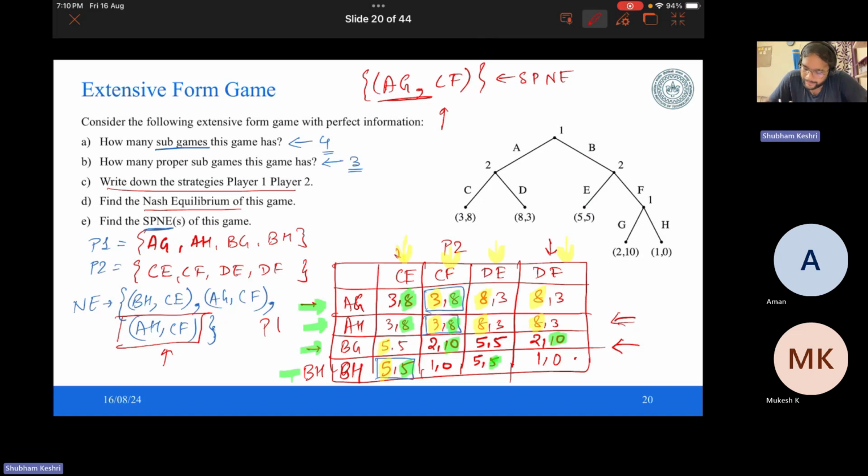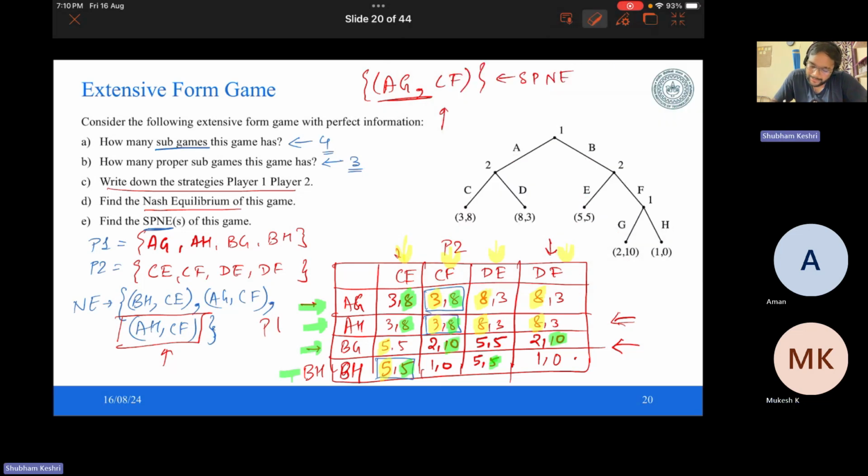Okay. Now you see, when player 2 is playing CE, he will get a utility of 5, 5 when player 2 plays B at BH. And when player 1 is playing AG and player 2 is playing CF, then you marked that utility incorrectly. Actually, you should have. The SPNE is AGCF.